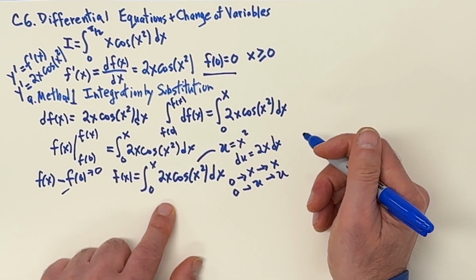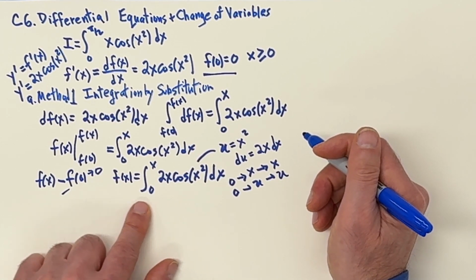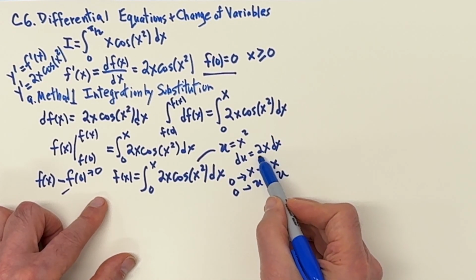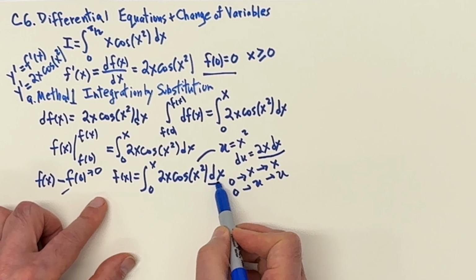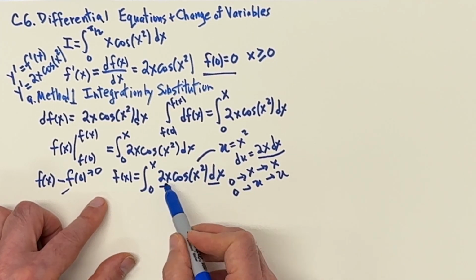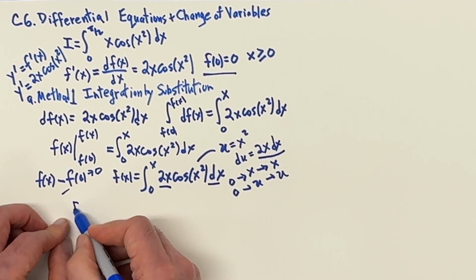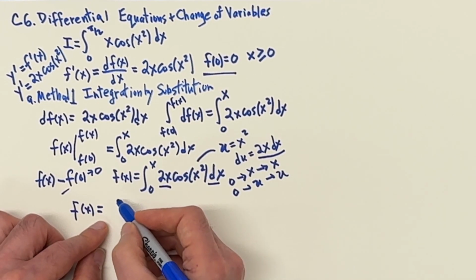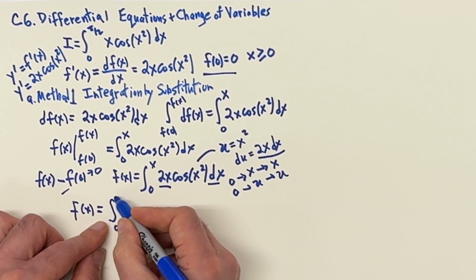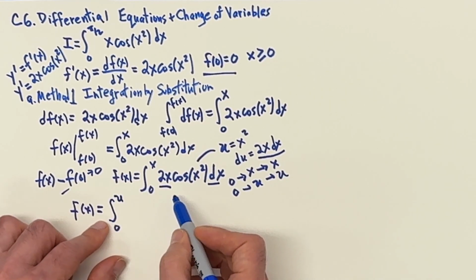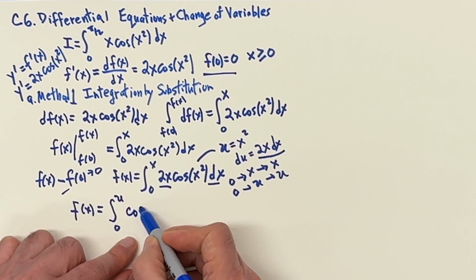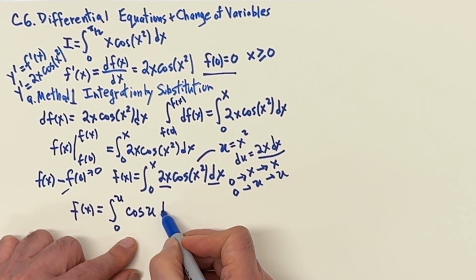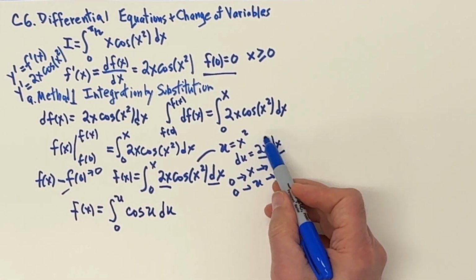All right, so we make this substitution, and when we do that, we find that here we want to have this 2x dx, we have it there. So in other words, that's going to be u. So we have f of x here equal to, and I'm going to go here from 0 to u. I'm changing the variable, see? And then I have the cosine of x squared is cosine of u, and then 2x dx is du.